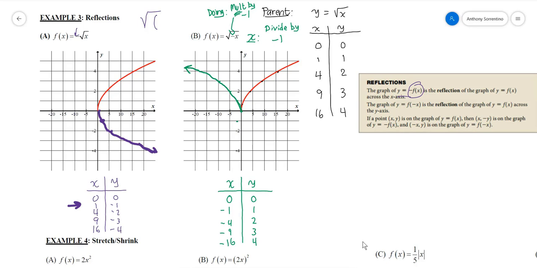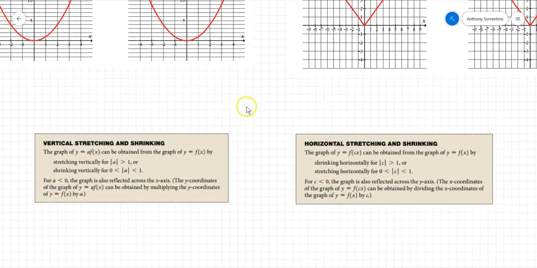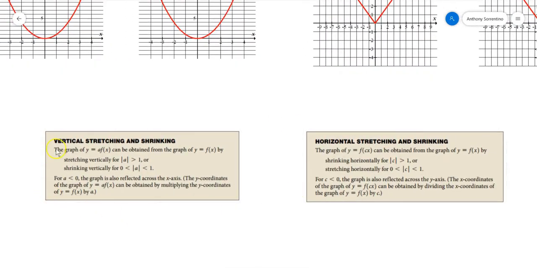It's multiplying occurring either inside or outside the parentheses. So let's look into this. Stretching and shrinking. You see, I have a couple examples here, but let's focus on these rules first. A vertical stretch and shrinking. Notice that the multiplication is occurring outside of the parentheses, whereas for horizontal, it's occurring inside.